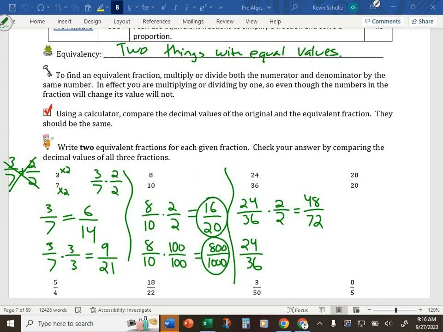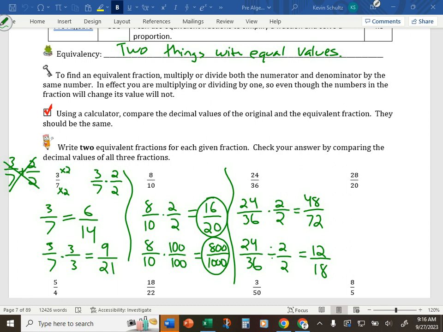Gigi? Divide by 2. They are both even. Let's divide each of them by 2. Essentially dividing by 1, so the value doesn't change. 24 divided by 2 is 12. 36 divided by 2 is 18. 12/18 is an equivalent value as well.